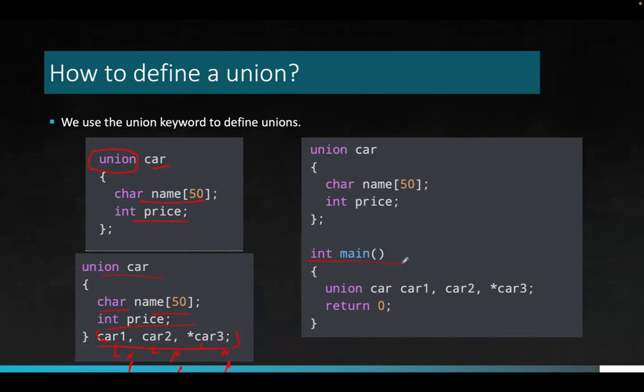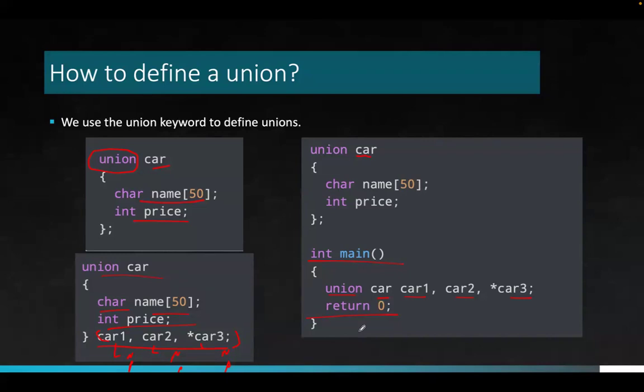Now the int main function has another way: union car, where car is the name of the union. And these are the different types of car members: car 1, car 2, and star car 3. Once this is done, you return 0. These are the three different ways of defining the union.